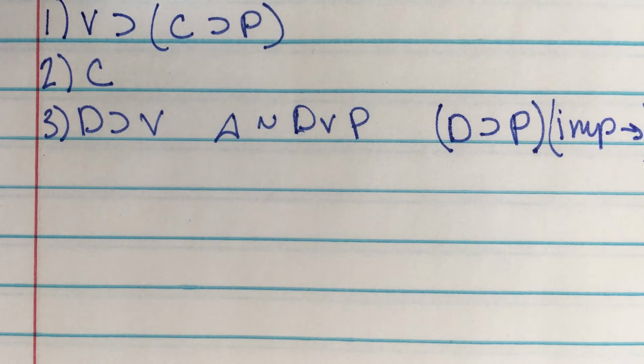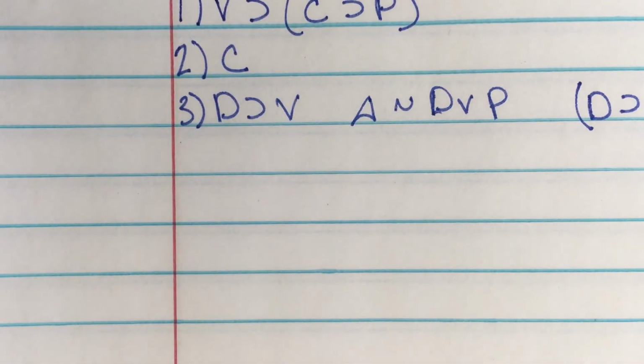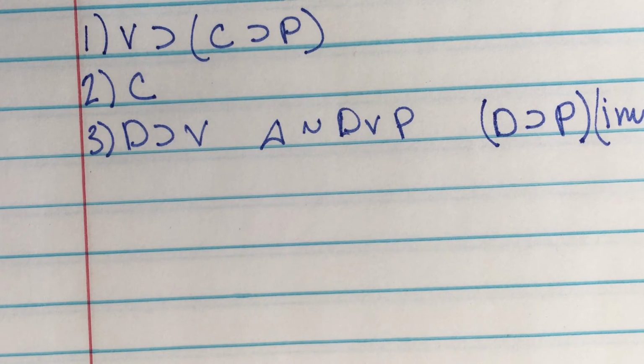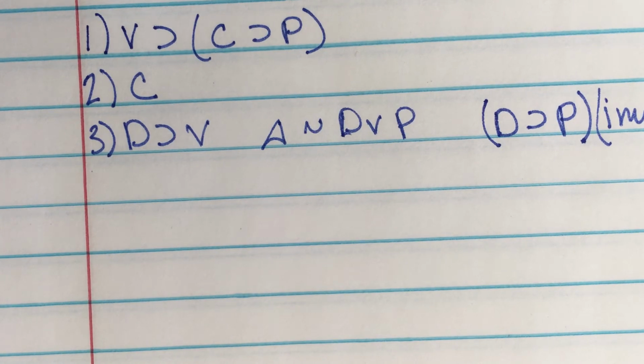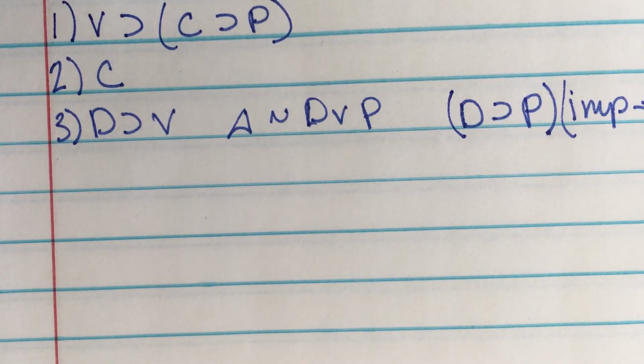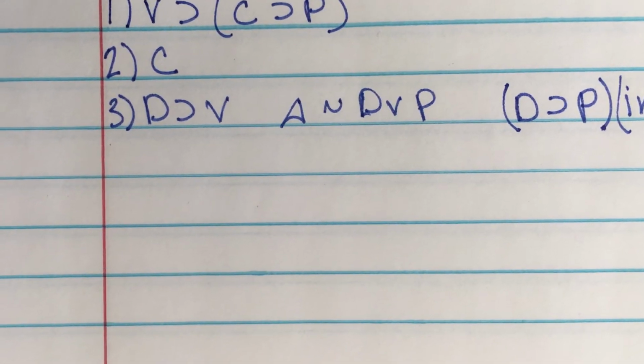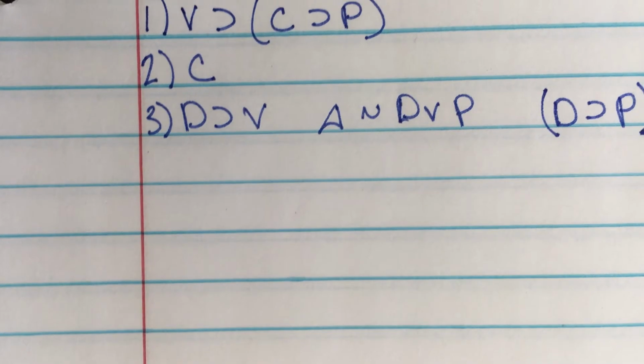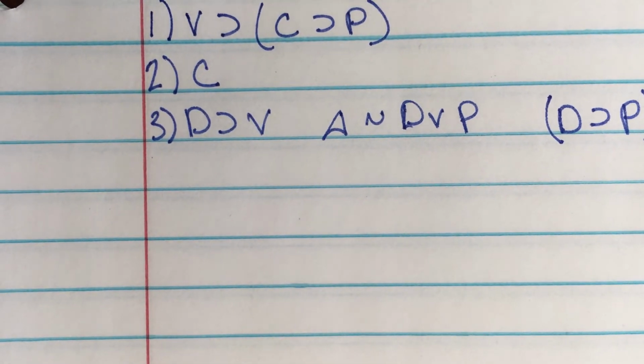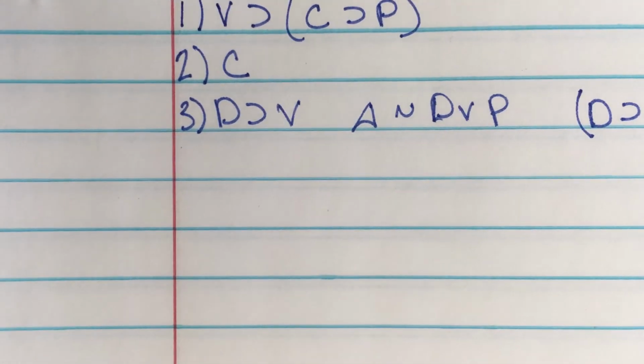Does that make sense to y'all? I hope so. Okay, so now I know that I'm really after if D then P. Because once I have if D then P, then I can perform a simple implication and get to not D or P. I do hope that y'all can see that at this point.